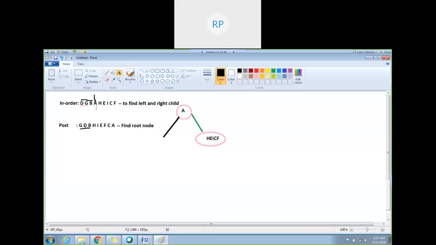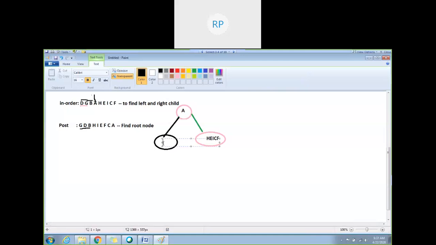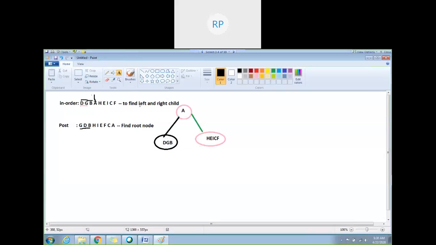I'm searching for my A. My A is here. So in order, what is the thing? The elements which are all coming on the left side are all my left subtree elements. The elements which are all sitting on the right side are all my right subtree elements, correct? So DGB is my left side elements. All of DGB will definitely come on the left side. And the pending elements HE, ICF are all on the right side.